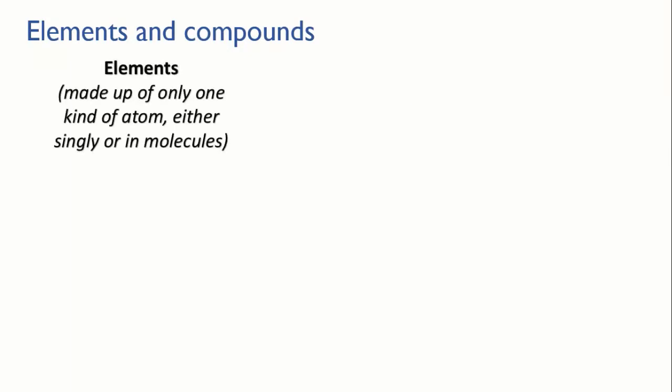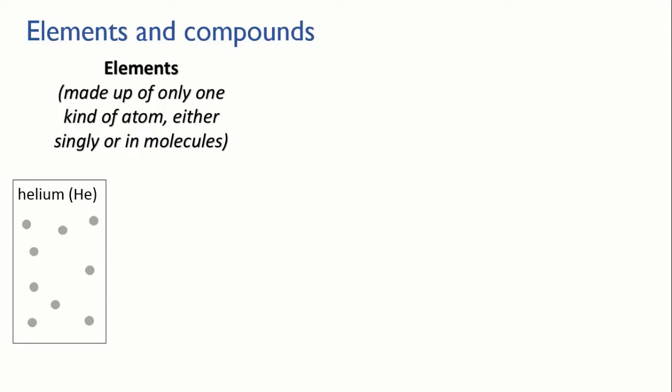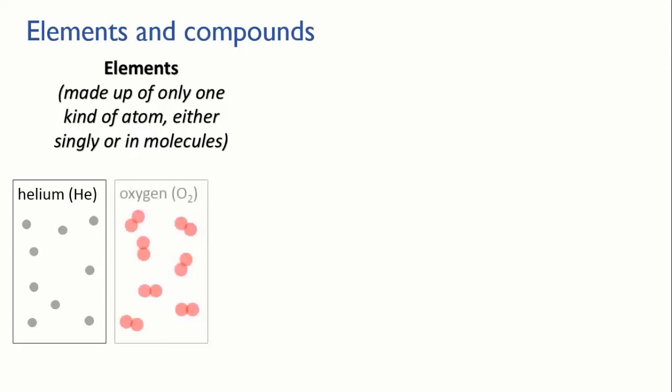An element is a substance that's made entirely of a single kind of atom. For instance, helium is an element, and this means that it's made up only of one kind of atom, the helium atom. Oxygen's also an element. It happens to be made up of molecules, but each molecule consists of two identical oxygen atoms joined together. So in a container of oxygen gas, although it's full of molecules, there is still only one kind of atom present. They just happen to be hanging around in pairs.